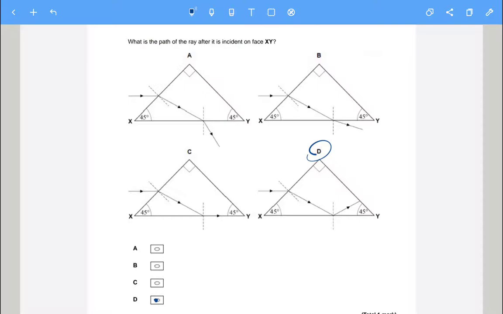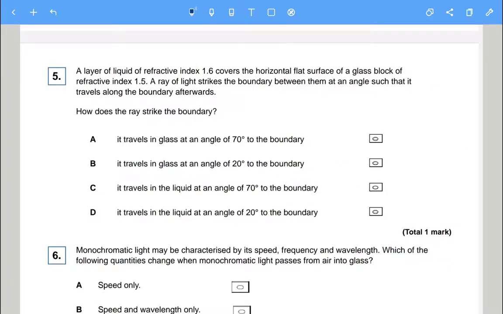All right, let's move on. So number 5, this is a bit of a complicated one. The mark scheme was originally wrong. I'm not sure if it's just an error. Well, it must be an error. A layer of liquid of refractive index 1.6 covers the horizontal flat surface of a glass block of refractive index 1.5. A ray strikes the boundary between them at an angle such that it travels along the boundary afterwards, so it's obviously at the critical angle. Then we need to decide which situation happened.